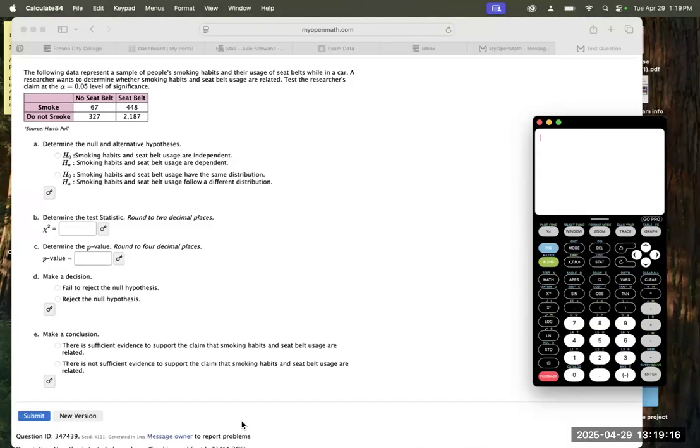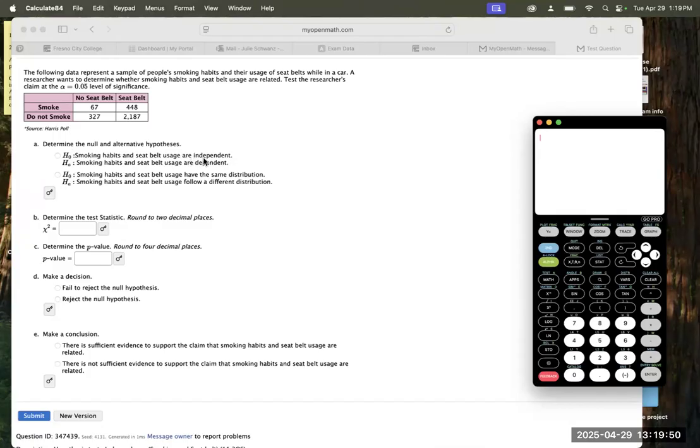So let's go ahead and do this test. It says determine the null and alternative hypotheses in this test. So we already said that this is a test for independence. So the null hypothesis should be that the two variables, wearing a seatbelt and smoking, are independent. That should be our null hypothesis in all tests for independence. So smoking habits and seatbelt usage are independent.